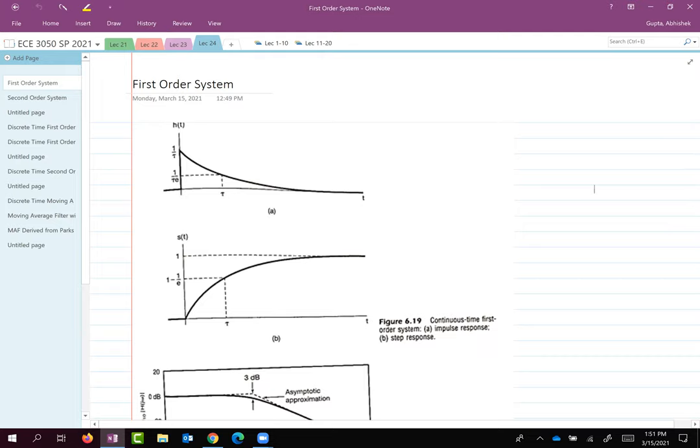So what I'm going to do in today's class, we are going to go through a lot of different Bode plots for different types of continuous time and discrete time system. So we'll just do a recap of what we did in the previous class, and then we will continue the discussion for today's class.